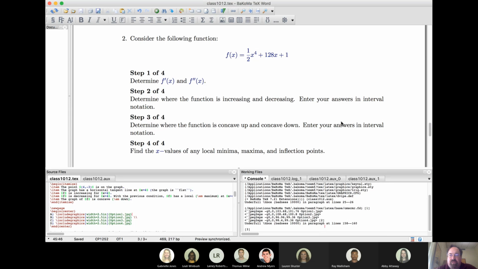And you give intervals like you've done in previous lessons. And then from this information, increasing or decreasing, concave up, concave down, you can determine wherever any local minima, maxima, and inflection points are. Minima and maxima happen when there's a change in the function from increasing to decreasing. Inflection points happen where there's a change of sign in the second derivative.